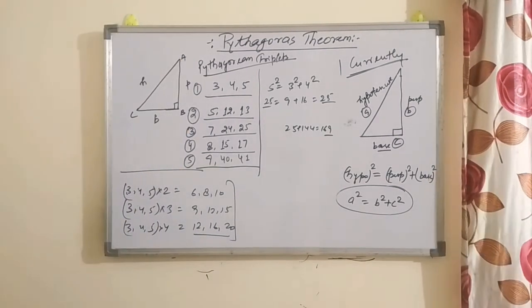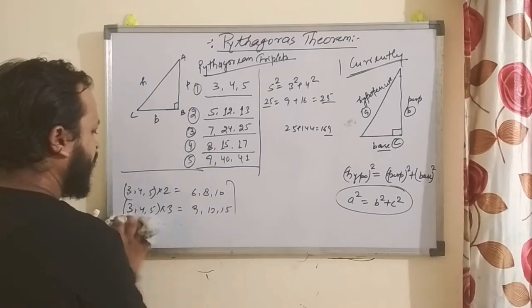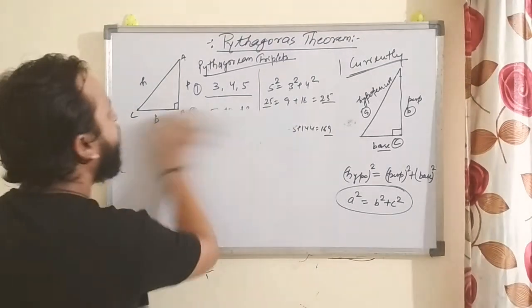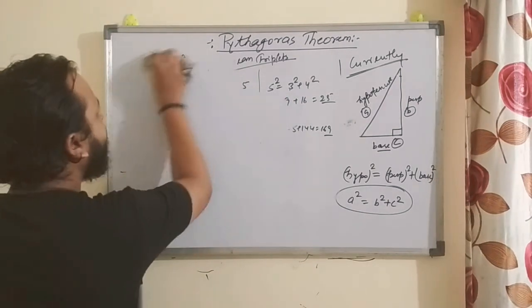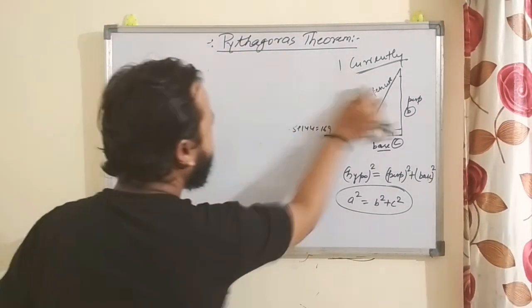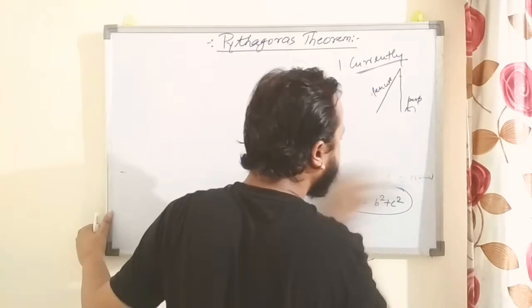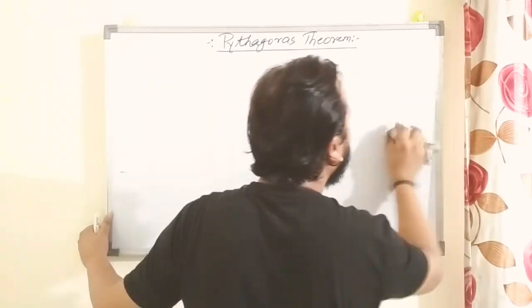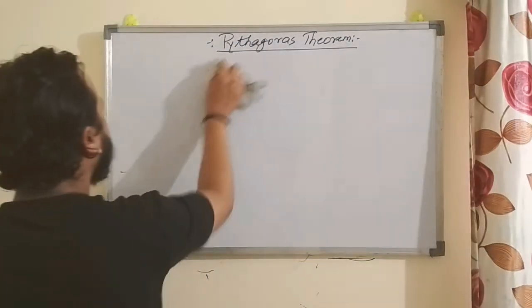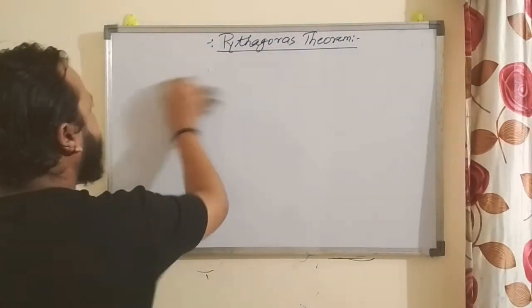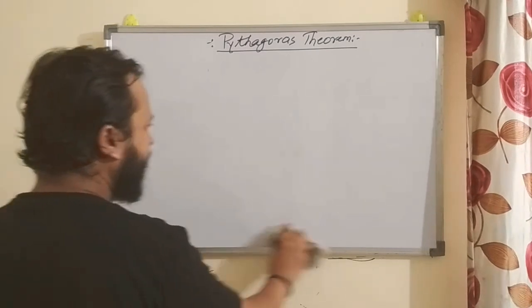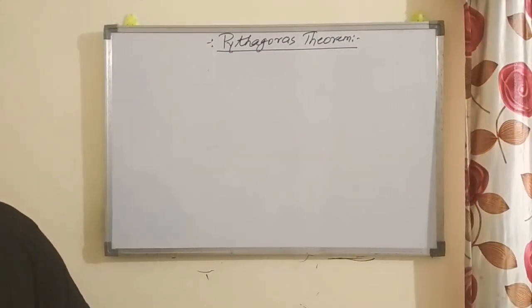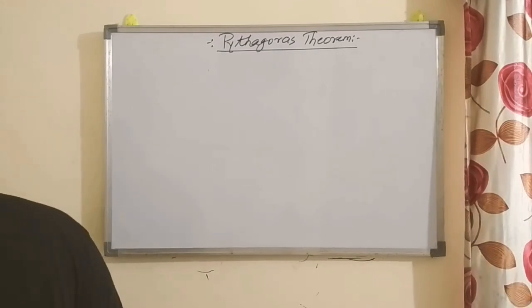Now come to the exercise, Exercise 15D of the book. The examples we have discussed in the class, right? So if you have any problem in the examples, please tell me. We'll discuss it again. So now come to the questions.